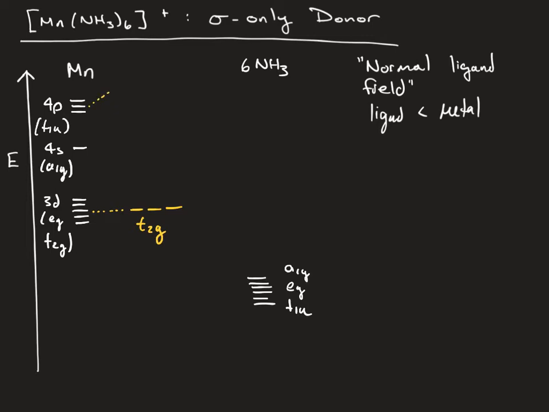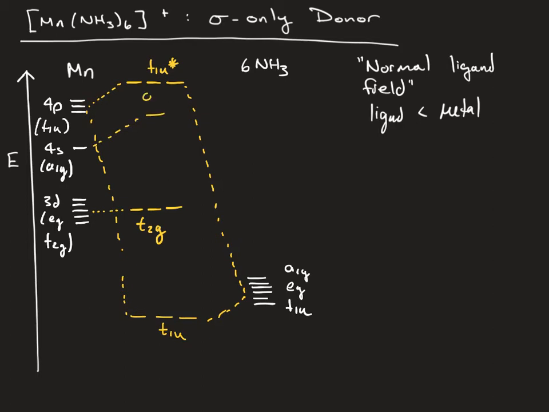So the T1u SALCs can bond to the T1u orbitals on the metal, forming a bonding and an antibonding pair. The A1g, the 4s, forms an antibonding combination with the SALC. And then finally, the Eg metal 3d orbitals form an antibonding pair and a bonding pair.